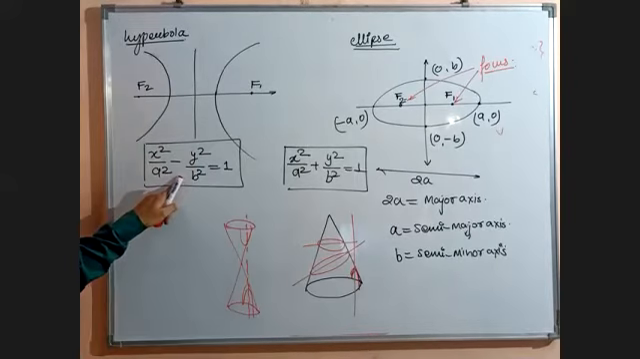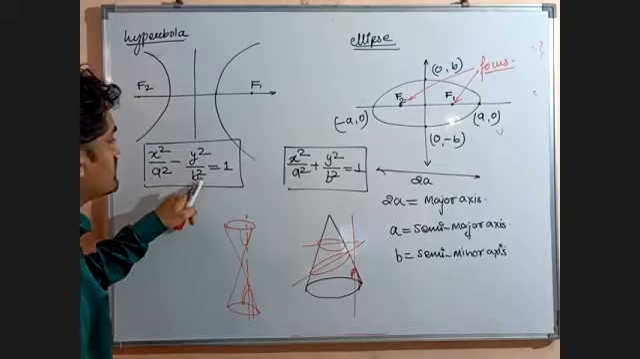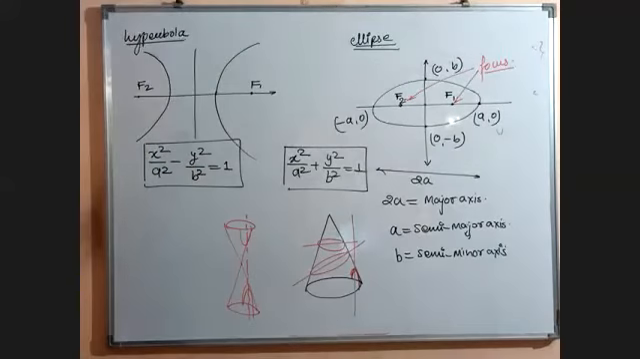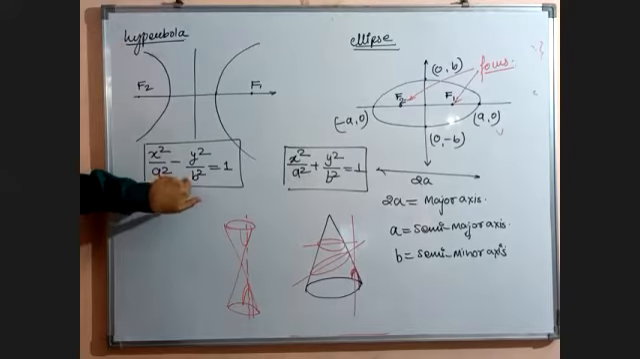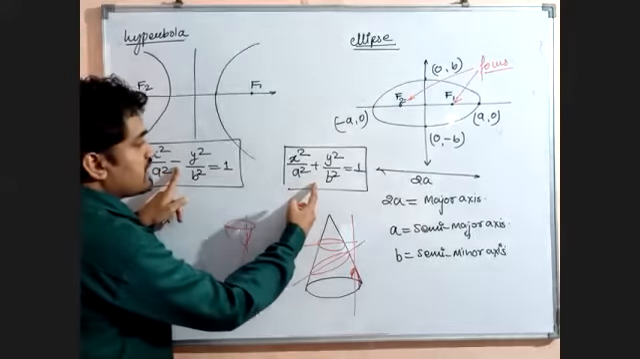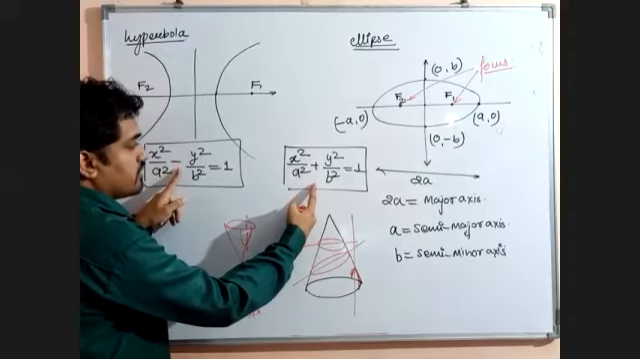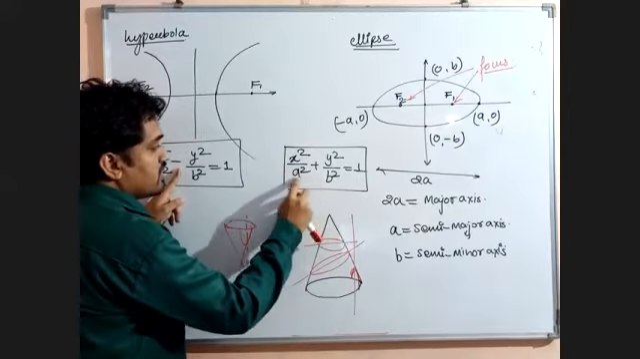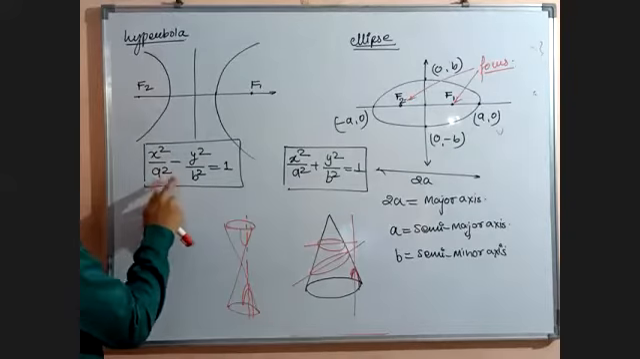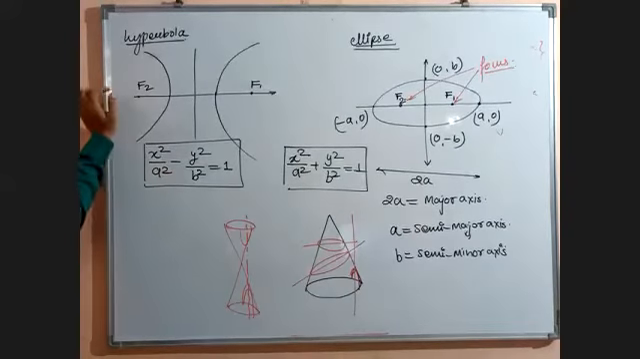So the equation of hyperbola is x square by a square minus y square by b square is equal to 1. How can we recognize whether an equation is that of a hyperbola? The coefficients of x square and y square are different, and also of opposite sign. This is the difference between ellipse and hyperbola. In ellipse both have positive coefficients, but in hyperbola the coefficients of x square and y square are of opposite sign. Please note it down.